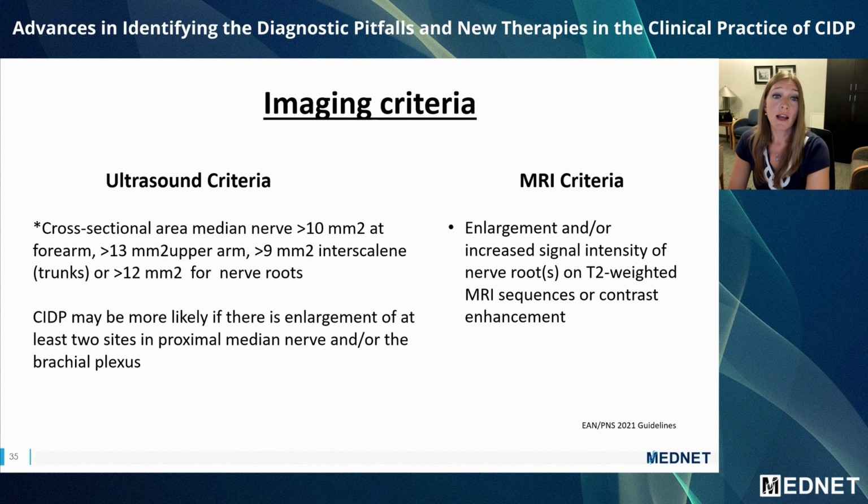With respect to imaging, in the guidelines, most of the evidence primarily supported looking at the median nerve across the length of the nerve. So from the wrist all the way up to the axilla, even up into the interscalene area of the plexus and nerve roots, which is a little trickier to do. However, if you meet 2 or more of those sites of proximal median nerve enlargement in non-compressible sites, then in the forearm or upper arm primarily are the highest yield, then you can meet supportive criteria. MRI is also helpful. You can get with and without contrast to look for enhancement or enlargement at the nerve root level.